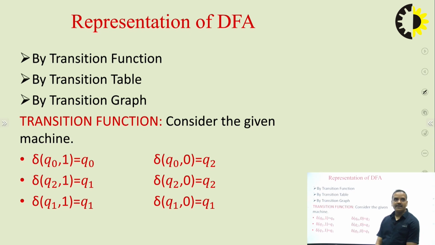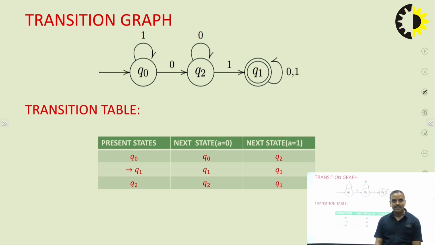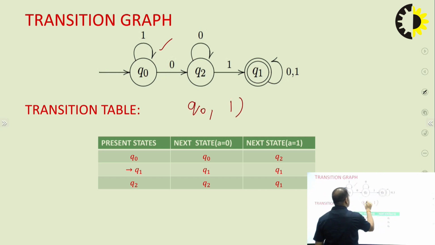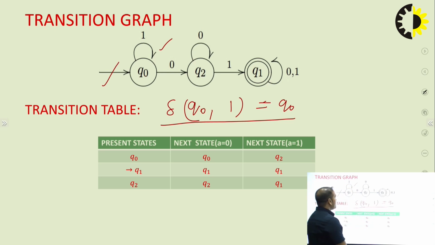Now the representation of DFA. DFA is represented in three ways: by transition function, by transition table and by transition graph. In a transition function, here is the state, that means the initial state, here the input, and here the next state. If we start with Q naught, given input 0, and move to state Q2, such a representation is called a transition function. In the transition graph, state Q naught with input 1 goes to the next state Q naught, and this is the delta. Such a representation is called a transition diagram. Each one is mutually convertible to another: transition table into transition graph, transition graph into transition table, transition table into transition function, or transition function into transition graph.